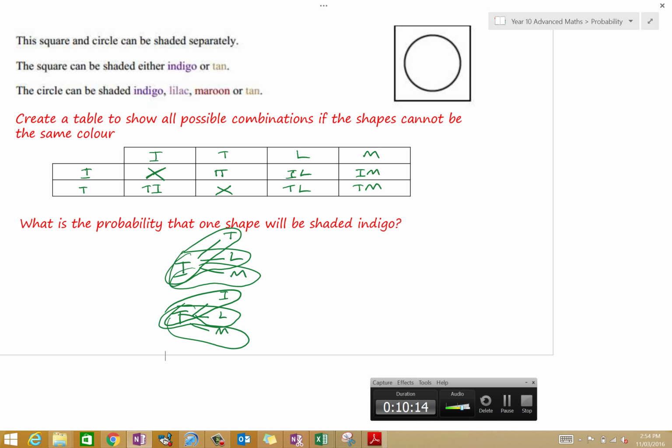So if I've got 2 repeated trials, it might be a benefit to do a 2-way table like that, especially when we've got with and without replacement. Is that making sense? That stuff's pretty straightforward, isn't it?